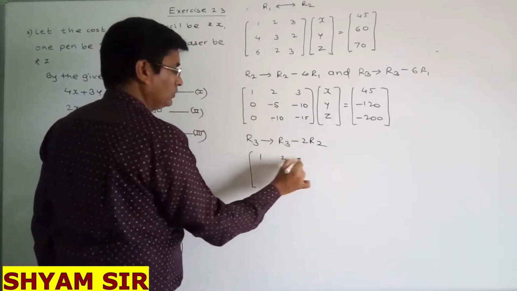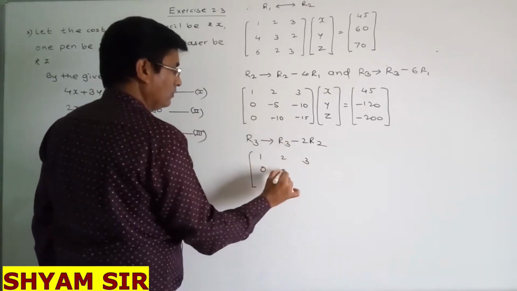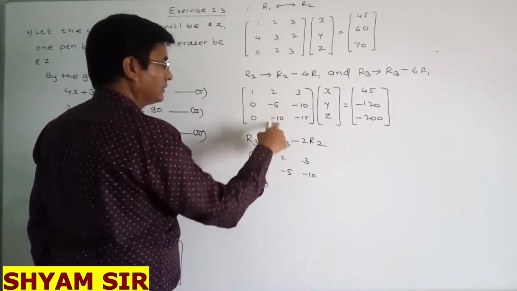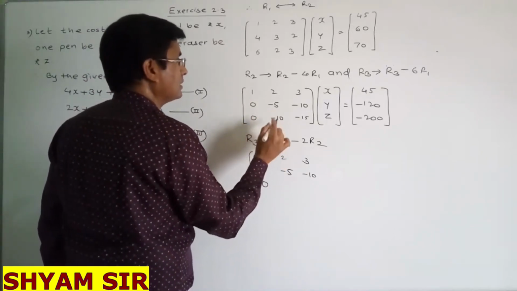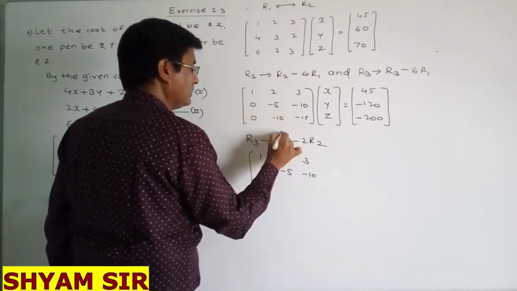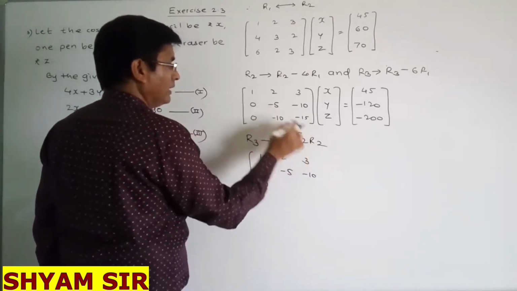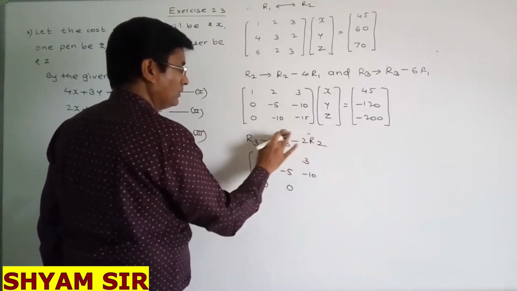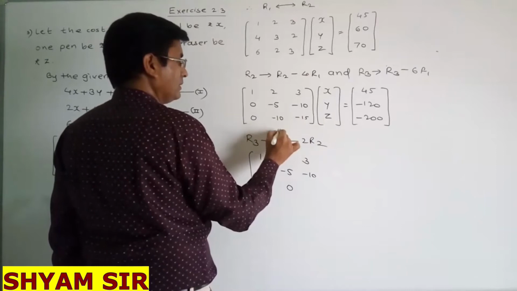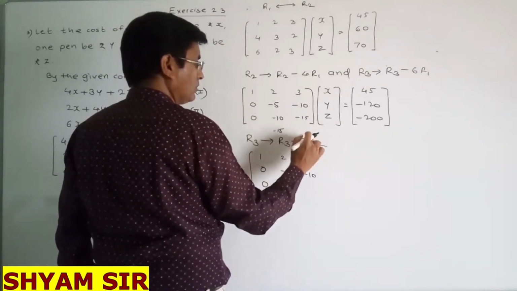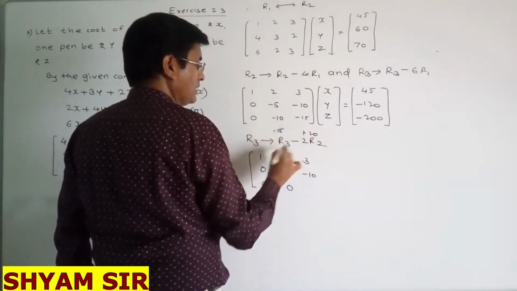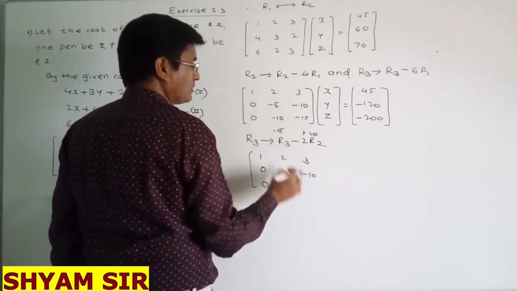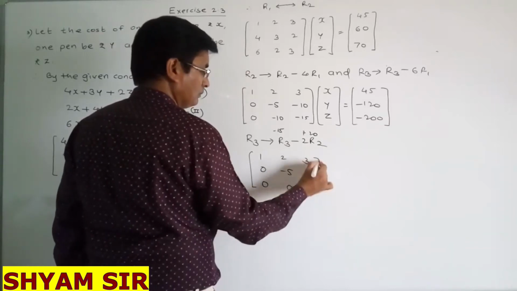So here is 1, 2 and 3, 0, minus 5 and minus 10, 0 here 0. Then R3: here is minus 10, and this minus sign, minus minus plus, 2 5s are 10, minus 10 plus 10, here is 0. Then here minus 15 and here is minus 10 into 2, minus 20, minus minus plus 20, minus 15 plus 20, it is plus 5.